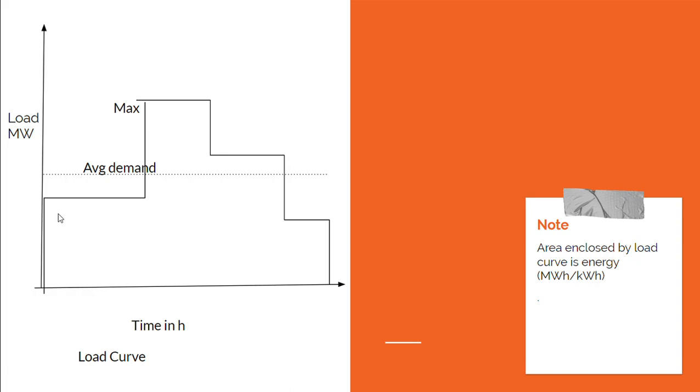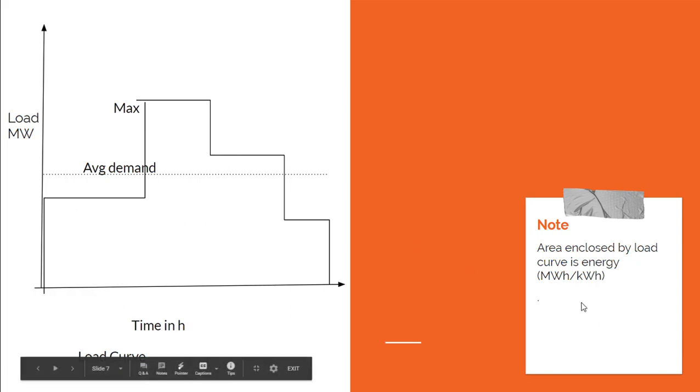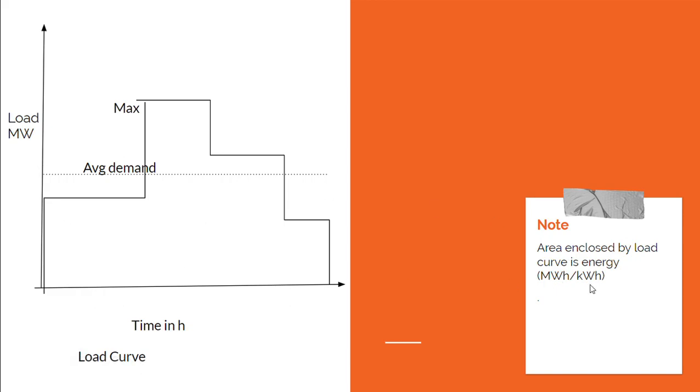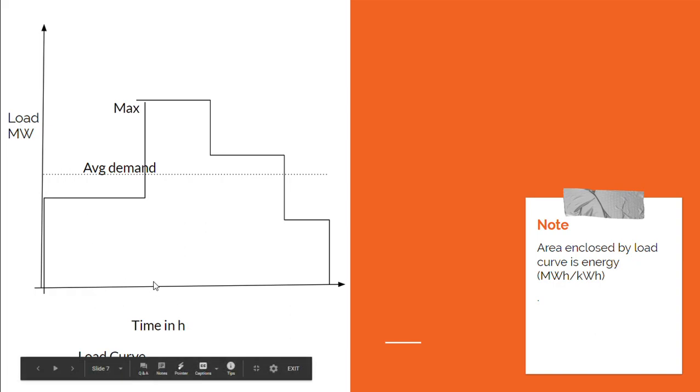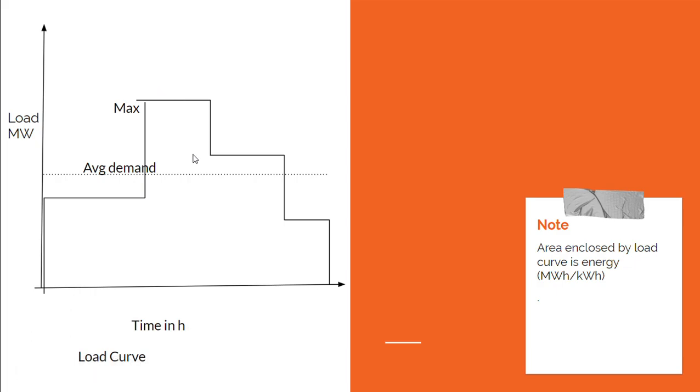Okay. The area enclosed by this load curve would be obviously megawatt hours if this is in megawatt, or kilowatt hours if this is in kilowatts. Okay, so the area under this would be megawatt into hours or kilowatt into hours. So this area is nothing but the energy or electricity which is generated, whereas this y-axis is the load or the installed capacity which we are talking about. So this we have to appreciate well.